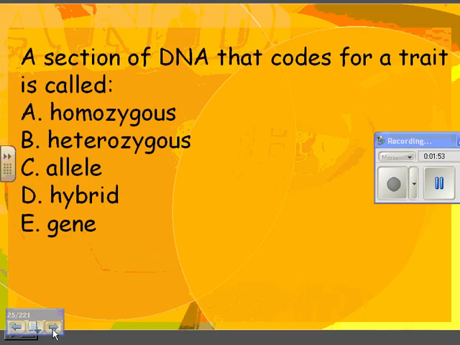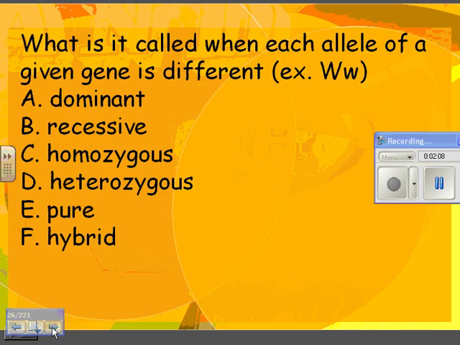A section of DNA that codes for a trait is called a gene. Another way to define this is a section of DNA that codes for a protein. And of course, your proteins govern your traits. So that's a gene. What is it called when each allele of a given gene is different?